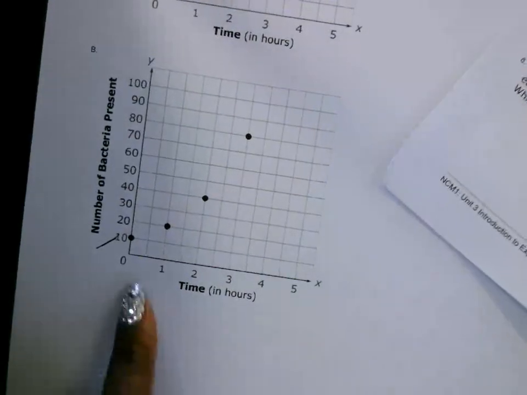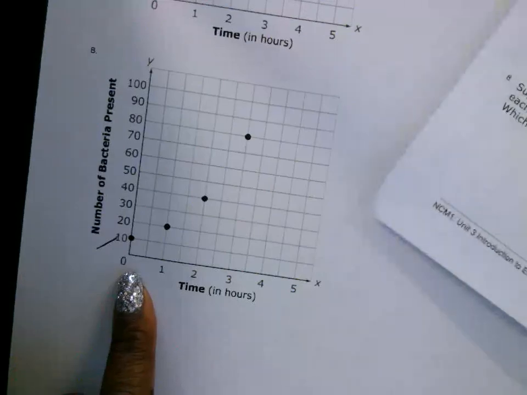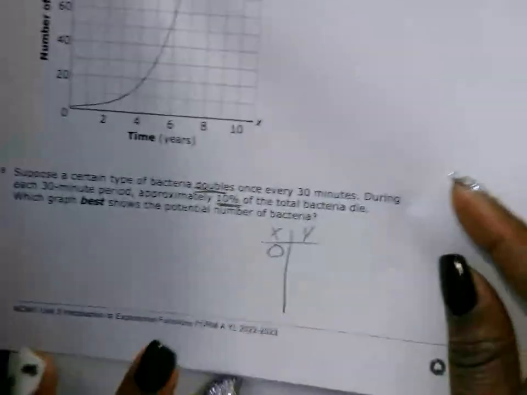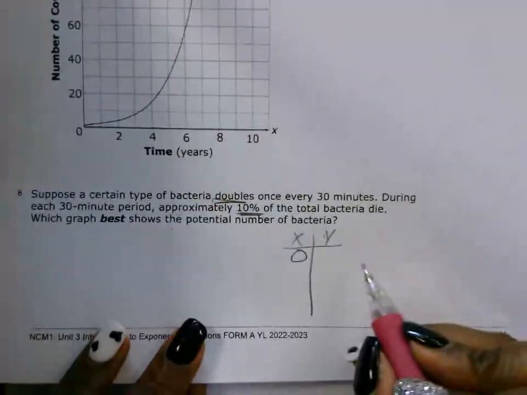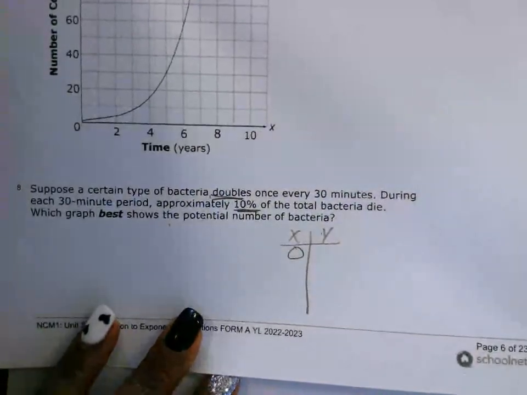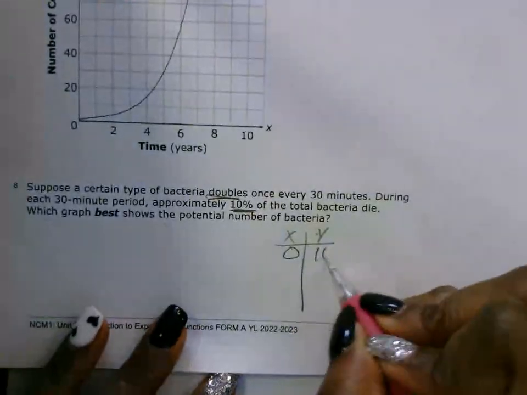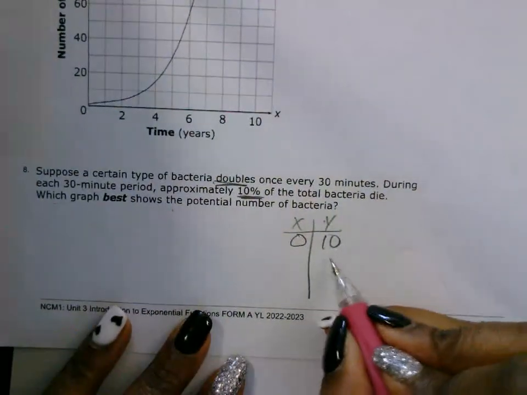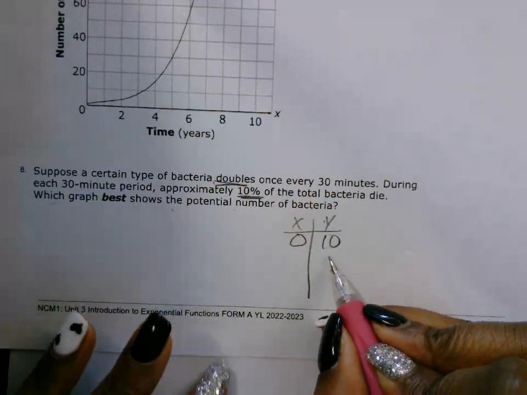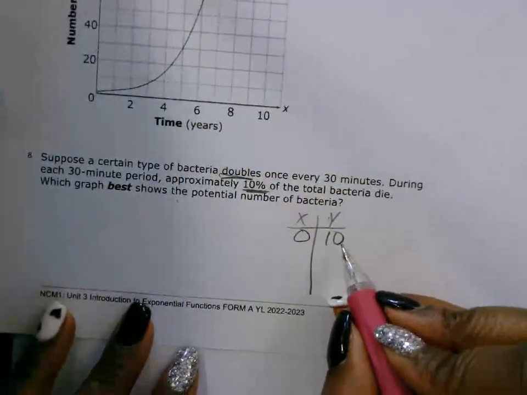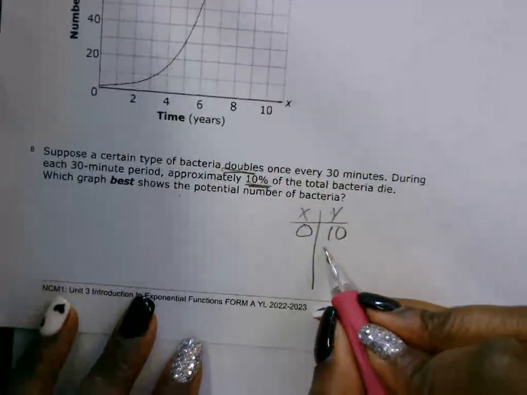So time in hours here. So by the time it gets to a minute, let's see what that is. Every 30 minutes. So let's do the first one. Double 10 is going to make this what? When you double it, what does that make it? That makes it 20.